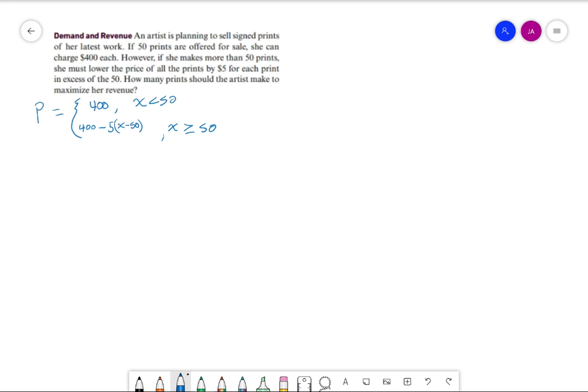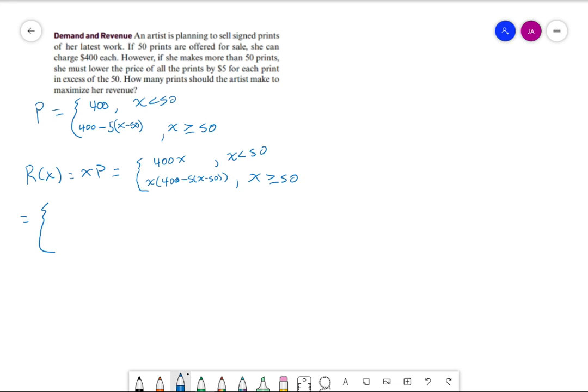Now, if we want to extend this to our revenue function, of course, remember that revenue is x times the demand curve, which in our piecewise defined function here is just going to be 400x whenever x is strictly less than 50, and x times 400 minus 5 times x minus 50 for everything in excess of 50, right? Then we have this piecewise revenue function.